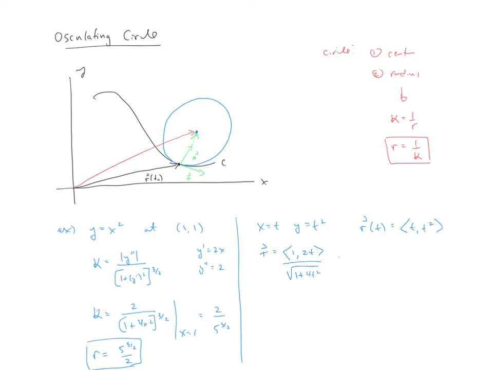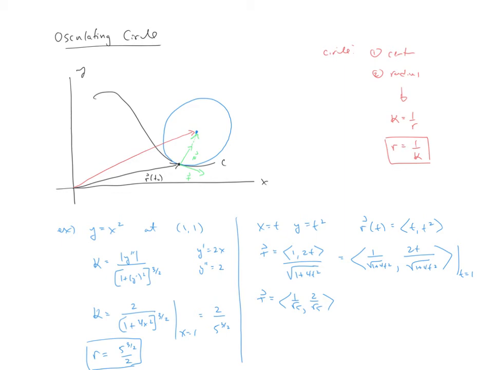We can clean that up a little bit. That's just going to be 1 over the square root of 1 plus 4t squared, and then 2t over the square root of 1 plus 4t squared. We would evaluate that at t equals 1. I know it would be t equals 1 because if x is equal to 1, and x is equal to t, then we would have to evaluate at t equals 1. If we do so, that gives us a unit tangent of 1 over the square root of 5 and 2 over the square root of 5. Okay, so we've got our unit tangent.